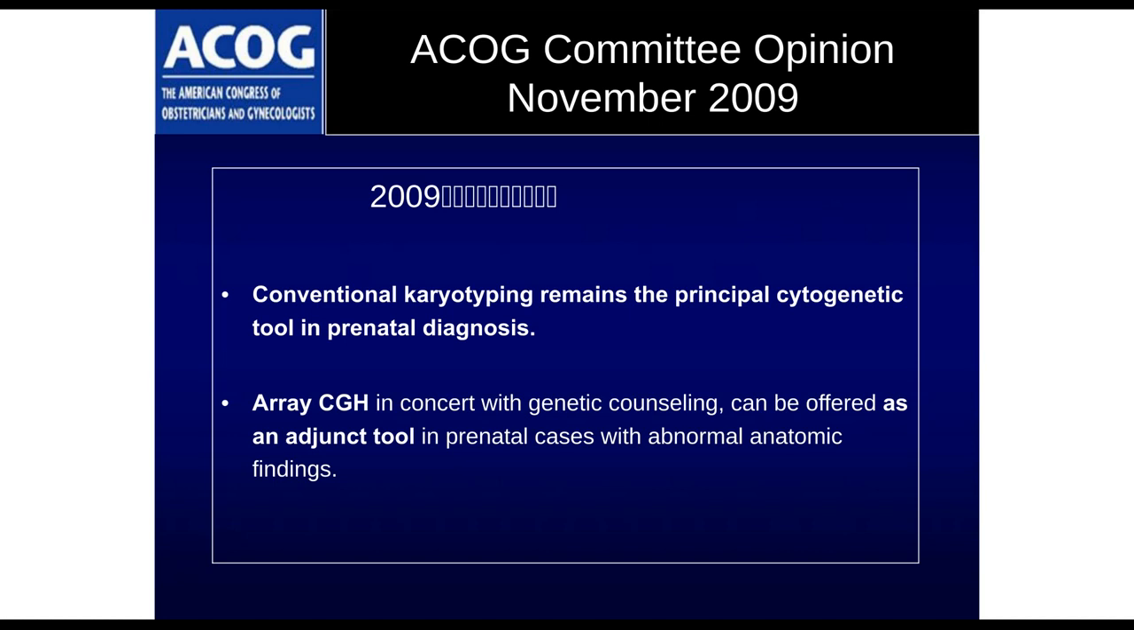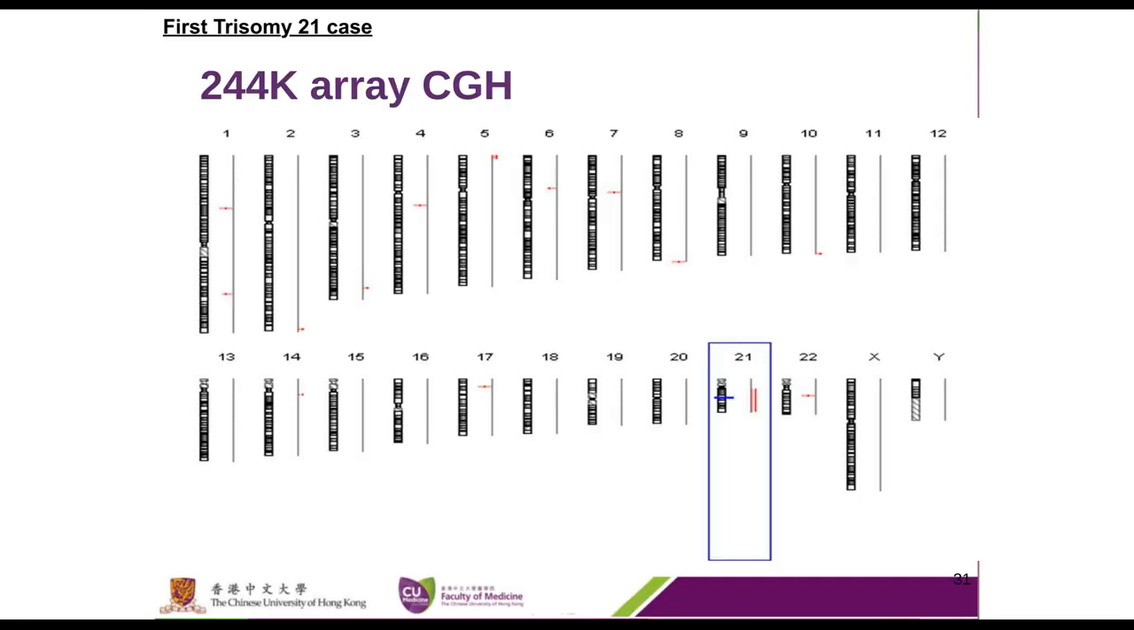And why is that? What is the issue? So I'm sharing with you the first case we did at that time. You can see that at that time, even with Agilent, the best resolution was a 244K array. In fact, this is a typical first trimester case of trisomy 21, right? You can see that I highlight in the blue box. In chromosome 21, there's an increase of signal, highlighted by the red bar.